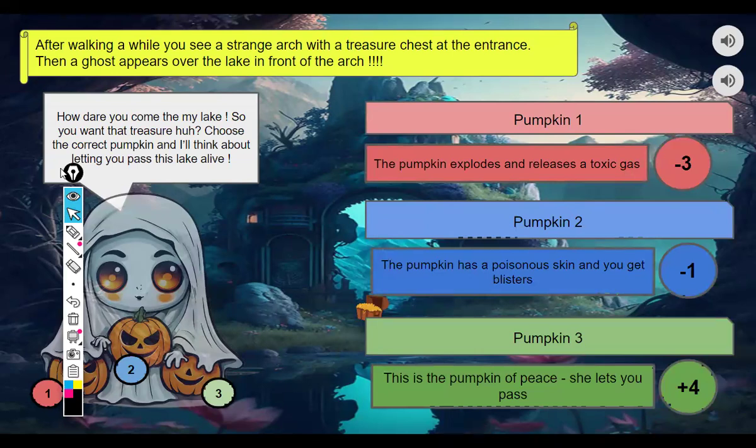Update your score sheets. The first pumpkin, -3. The blue pumpkin, also a bad-ish choice, -1. The green pumpkin, the third one, add 4. Remember, we started off with 10 points today, right? We started off with 10 points.